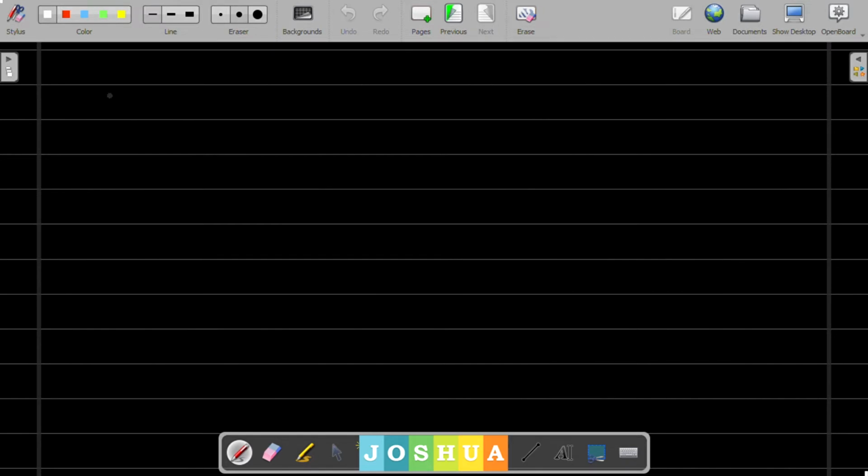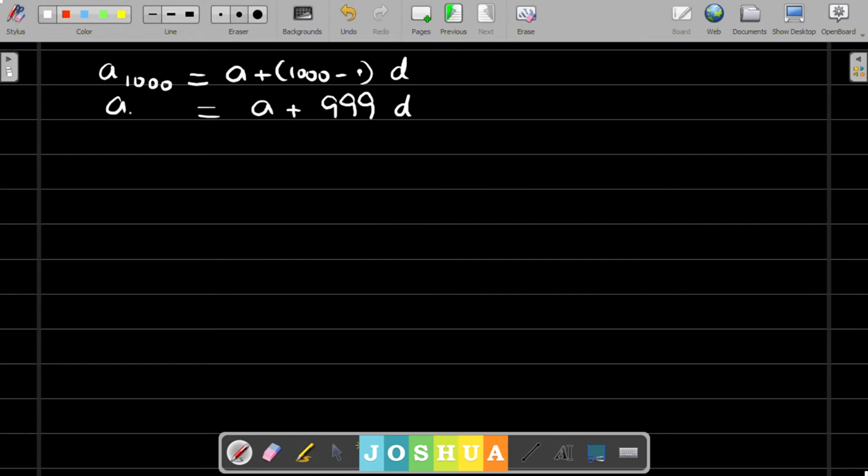Now what is being asked is, what is the difference between their 1000th terms? And remember here, the difference is common. They have the same common difference. So in this case, I am going to the next part. I am going to find the 1000th term of the first AP, that is equal to a plus (1000 minus 1) times small d, that is equal to a plus 999d. So that is a1000.